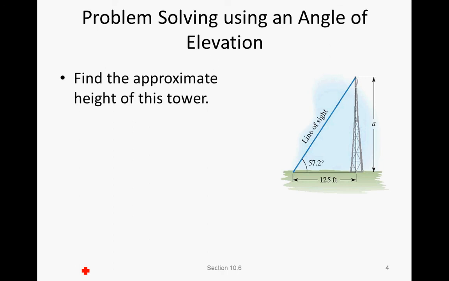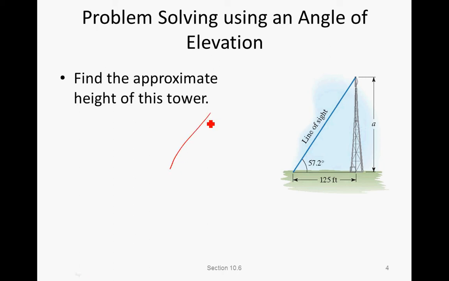So we will solve problems using the angle of elevation and the angle of depression, and basically all these are our application problems of trig ratios. It's exactly what we've done before. So the first one, find the approximate height of this tower. Well, I have a person standing here at a distance of 125 feet from the base of the tower, and they look up to the top of the tower, and that makes a 57.2 angle of elevation.